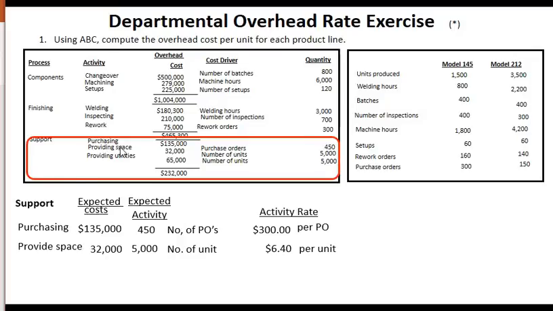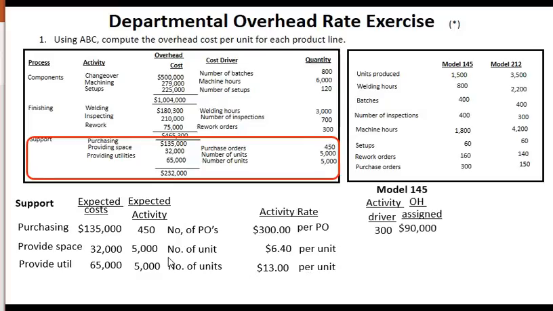In the case of providing space, it's $32,000. Again, our cost driver is the number of units. We have 5,000 units. 32,000 divided by the 5,000 expected activity units means that our space rate is $6.40. Providing utilities, then, the expected cost would be $65,000 divided by our expected level of activity, the number of units of 5,000, and in this case it's going to be $13 of activity.